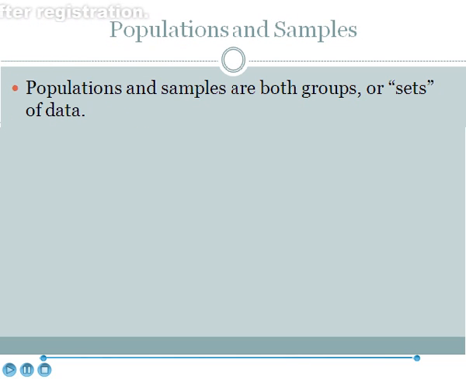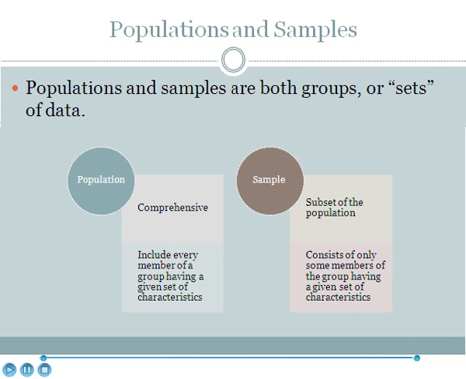Simply put, populations and samples are both groups or sets of data. A population is comprehensive. It includes every member of a group having a given set of characteristics. A sample, on the other hand, is a subset of a population. It consists of only some members of the group having a certain set of characteristics.